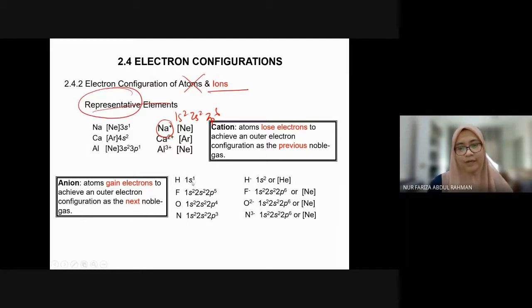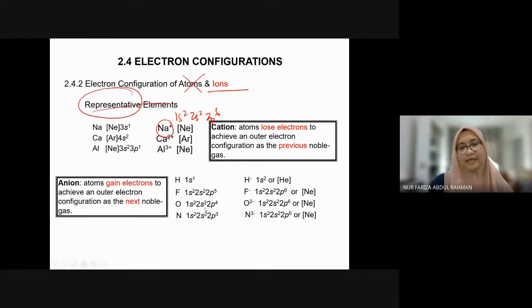For example, 1s1 is for hydrogen. Bila dia add in electron, it gains electron, it becomes helium. Helium is the next noble gas. After hydrogen, we have helium. Same goes for fluorine. This is the original electronic configuration for fluorine atom. When it accepts electron, it becomes neon. Dia nak jadi macam neon. Dia tak nak jadi macam previous noble gas. That's why dia punya ni adalah neon. Dia punya reference will be, dia punya electron configuration, the noble gas is neon.